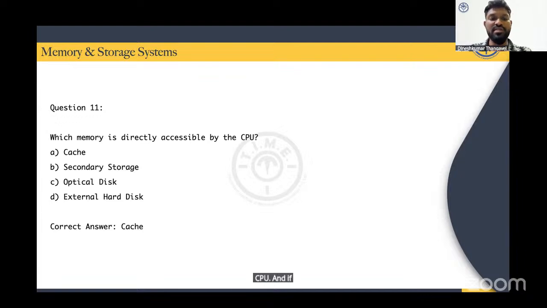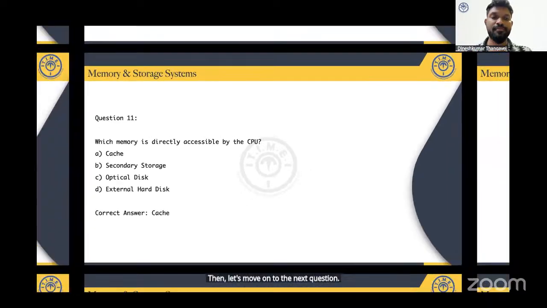And if you ask me the speed order, which is faster than the next, right? First one is cache memory, which is very fast and very close to the CPU. The second one is RAM. The third one is other storage devices. So cache, RAM, and storage device. Then let's move on to the next question.